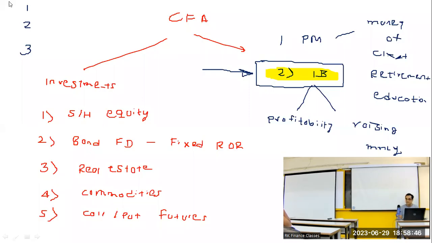So the first one is economics. I'll just write it over there. Economics. The second one was quants. And the third one was financial statement analysis, FSA.